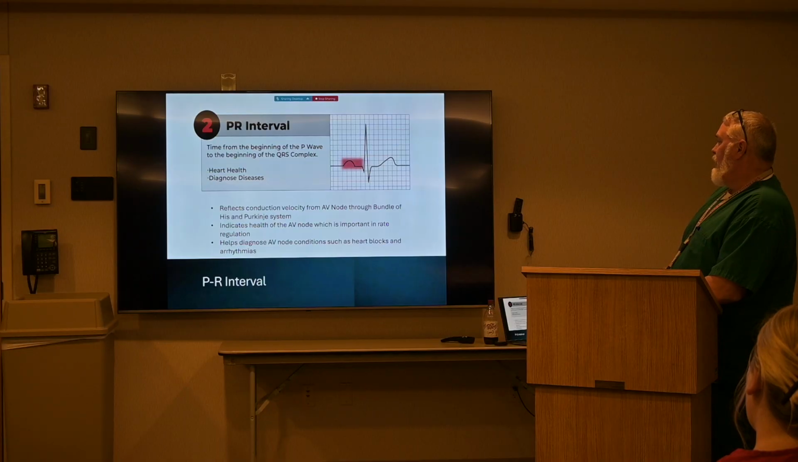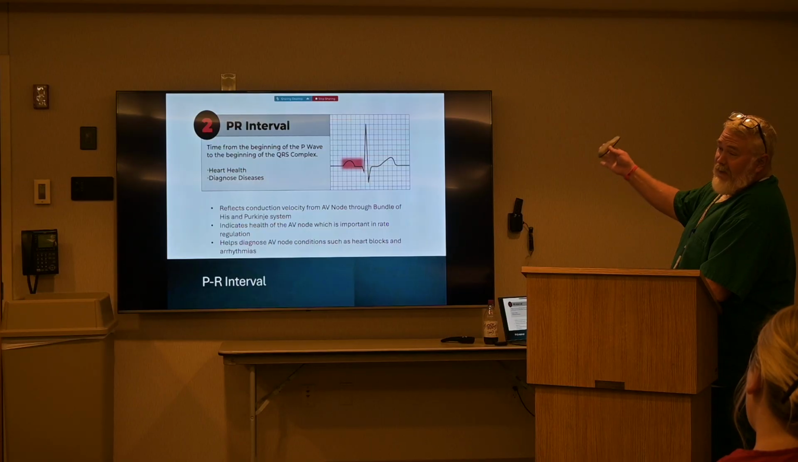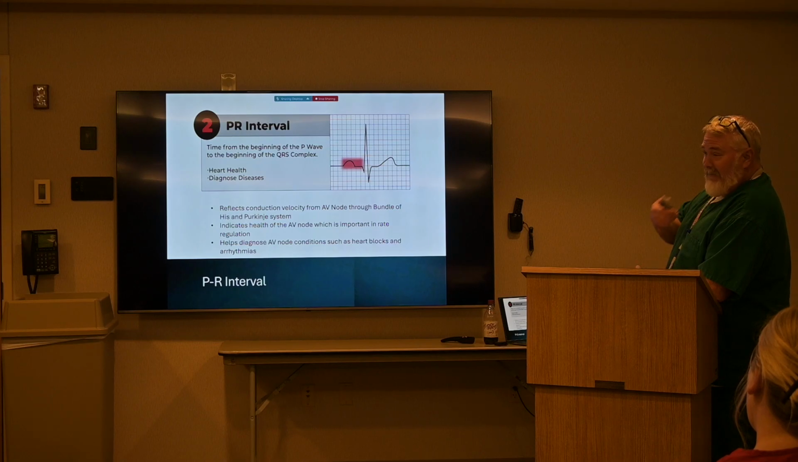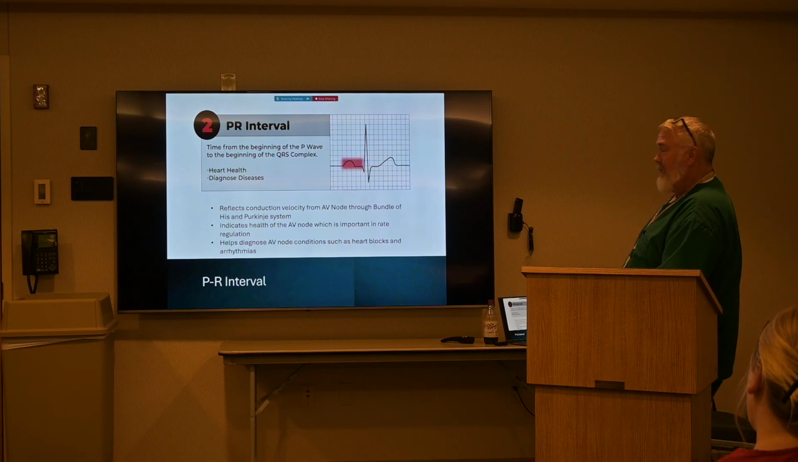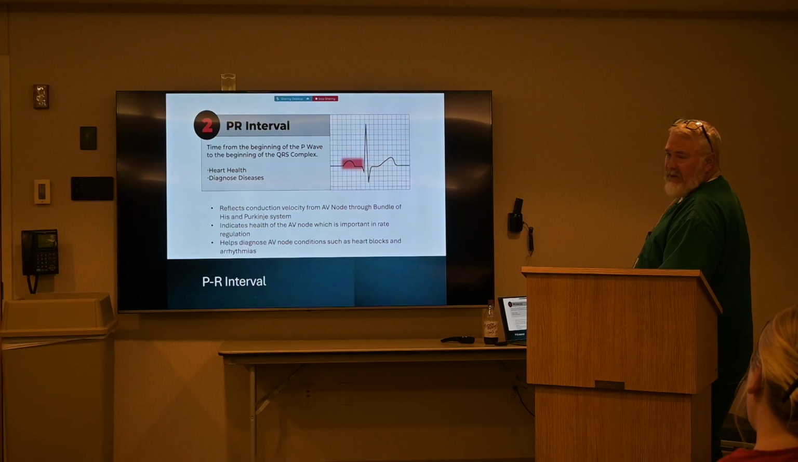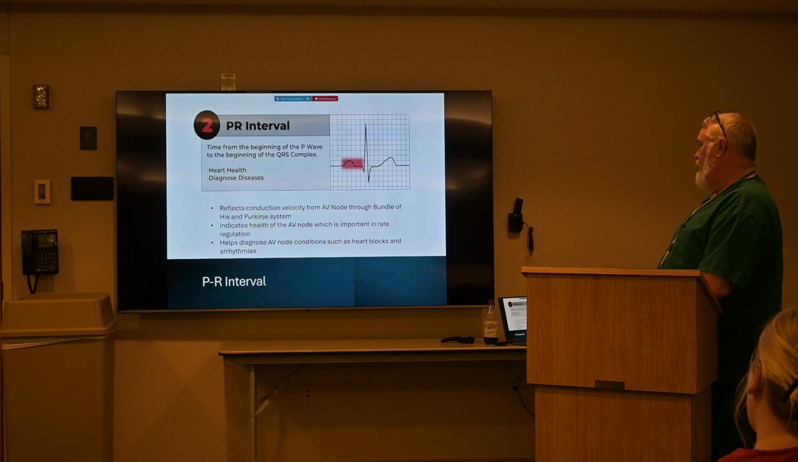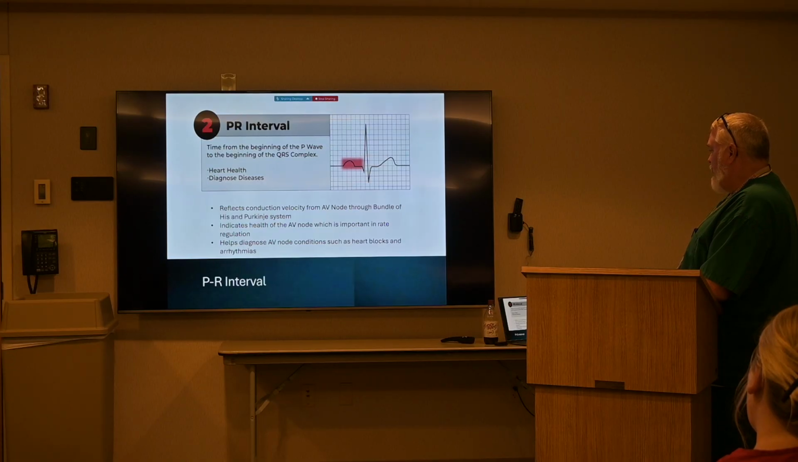The PR interval is the time from the beginning of the P wave to the beginning of the QRS complex. See? It already contradicts itself. I'm glad somebody pointed that out to me this morning because I hadn't really been paying attention. It reflects the conduction velocity from the AV node through the bundle of His and the Purkinje system. It indicates health of the AV node, which is important in rate regulation, and helps diagnose AV node conditions such as heart blocks and arrhythmias.